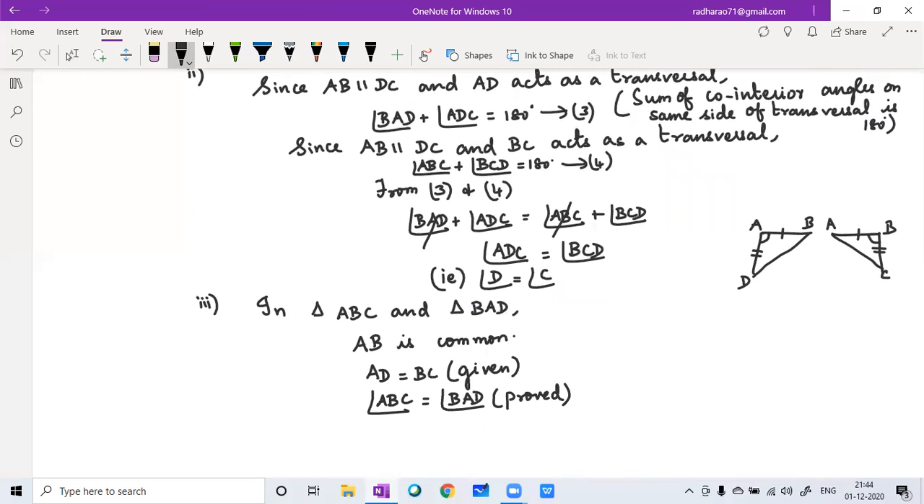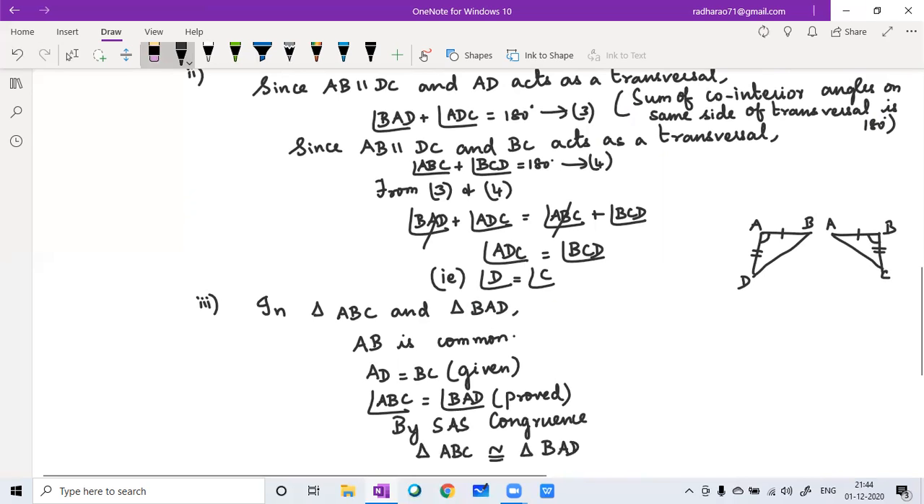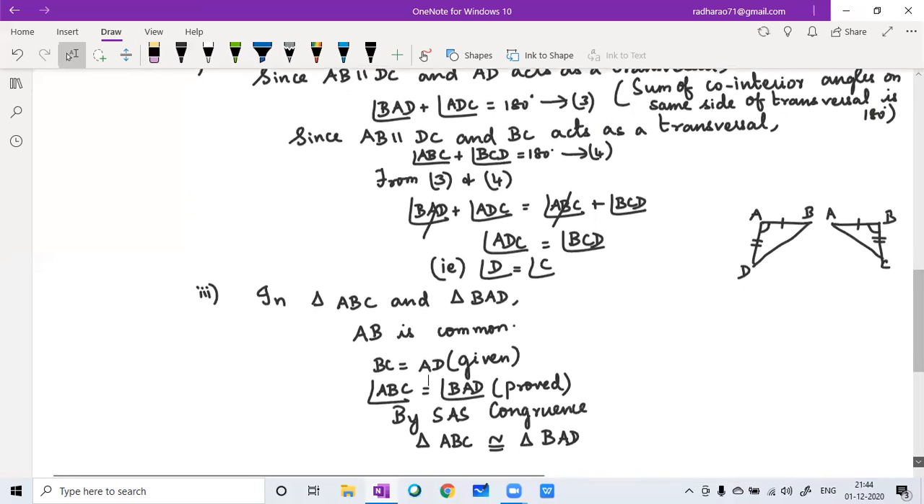So two sides and included angle of both the triangles are equal. So by SAS congruence, these two triangles are proved to be congruent. That is triangle ABC is congruent to triangle BAD. BC and AD are given equal, right? So these two triangles are congruent by SAS congruence.